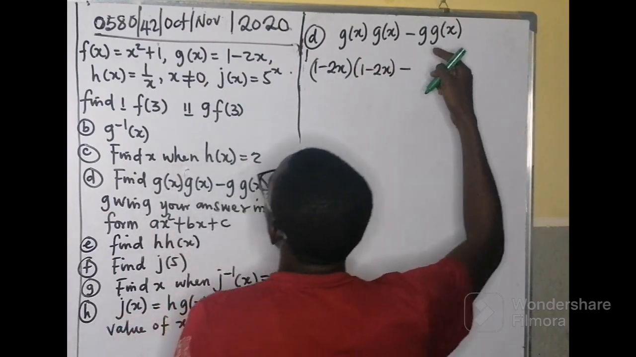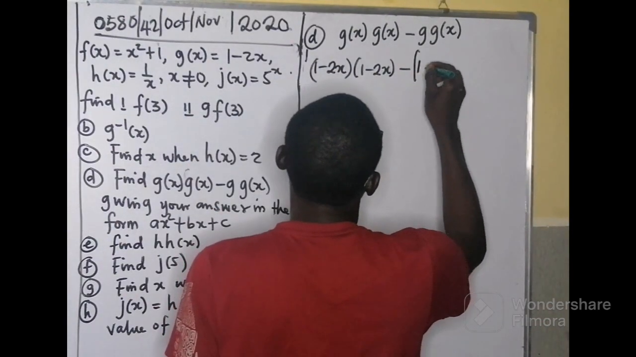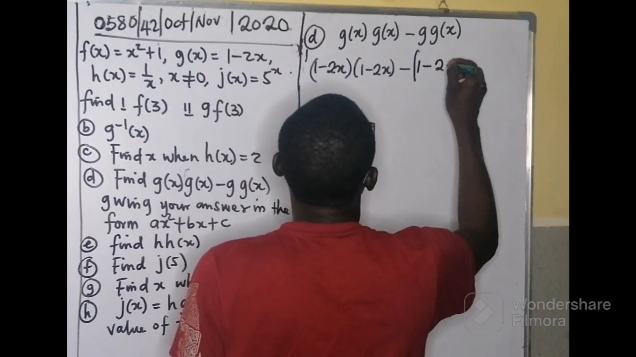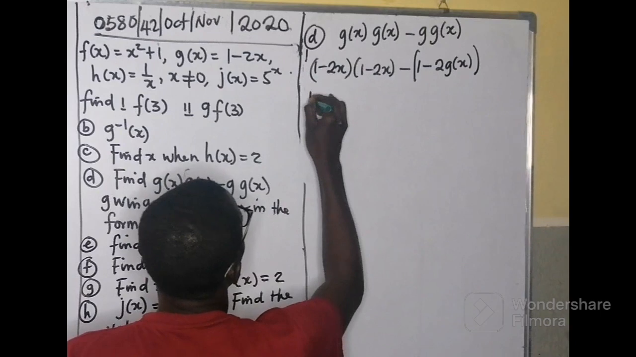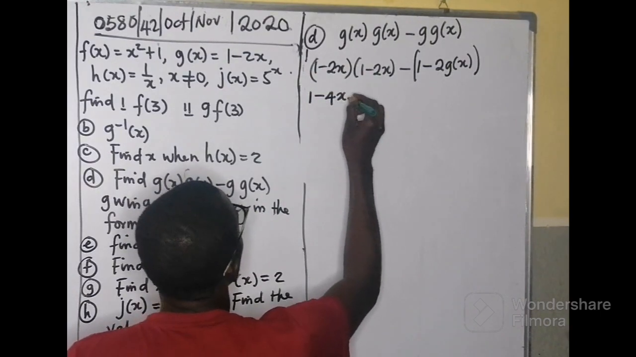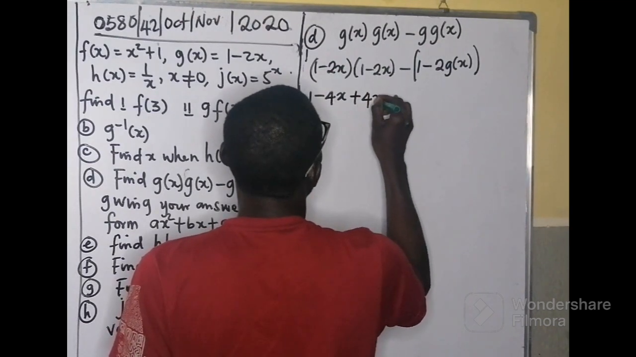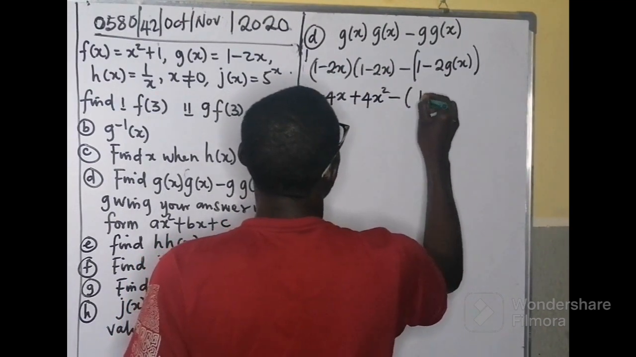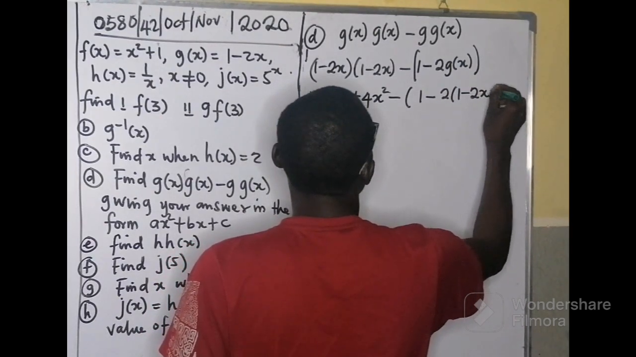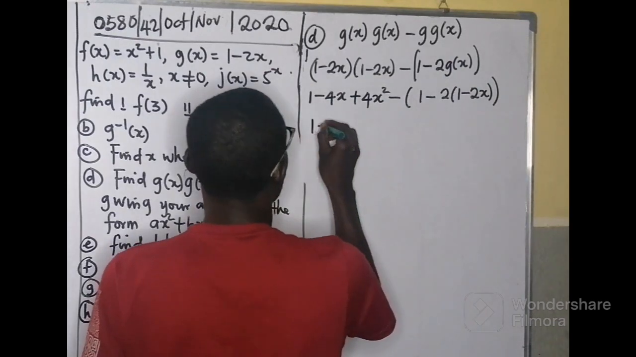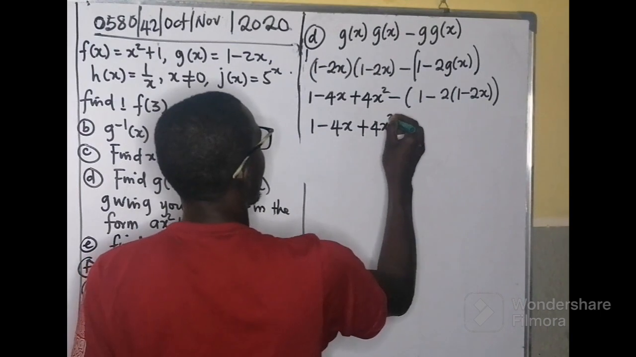Then minus, what is g of x? That is, wherever I see x in g of x, you introduce the g of x. So 1 minus 2 multiplied by g of x. So this 1 times 1 is 1, minus 4x. Are we there? Then plus what? 4x squared minus, then you put in bracket 1 minus 2 multiplied by what? 1 minus 2x, because that's the g of x. So 1 minus 4x plus 4x squared.